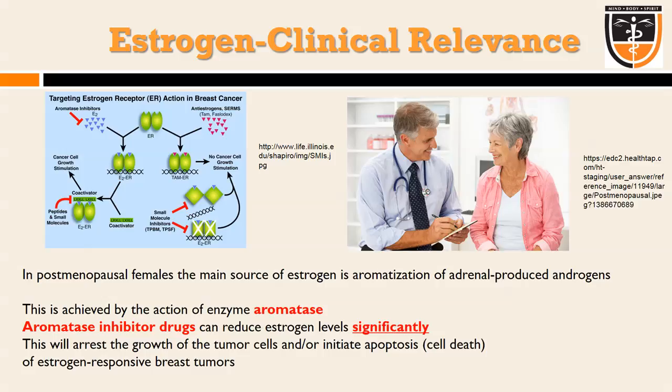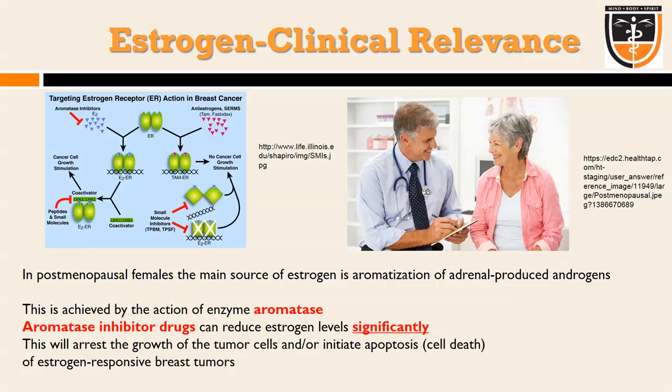So in postmenopausal females, the main source of estrogen is actually aromatization of adrenal-produced androgens. So what does that mean? The main source is the process of utilizing the precursors, in a sense the male hormones. They will actually convert those androgens into estrogens. And that is achieved by the action of the enzyme known as aromatase.